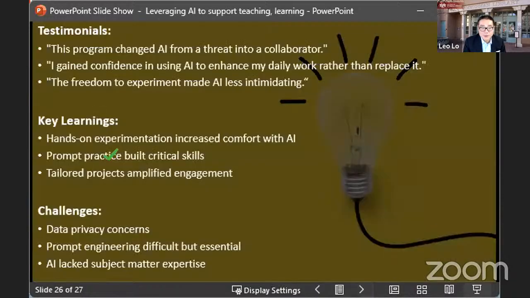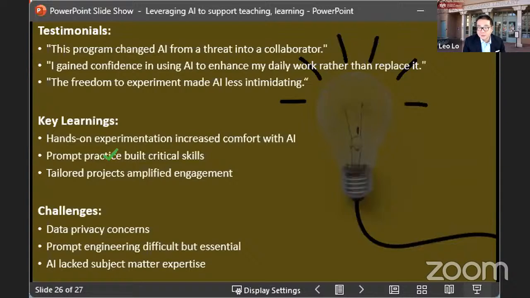So here are some testimonials. One person said this program changed AI from a threat to a collaborator. And one person said, I gained confidence in using AI to enhance my daily work rather than replace it. And the freedom to experiment made AI less intimidating. And there are some key learnings: hands-on experimentation increased their comfort with AI. And also prompt practice built actually critical skills. And tailored projects amplify engagement.